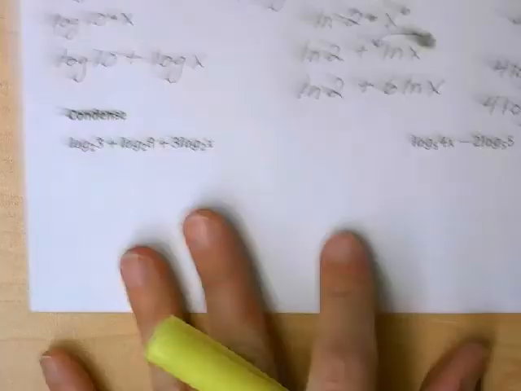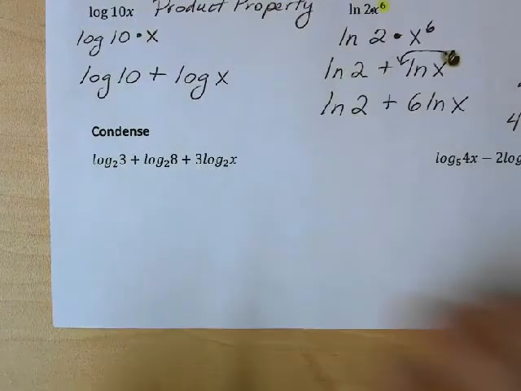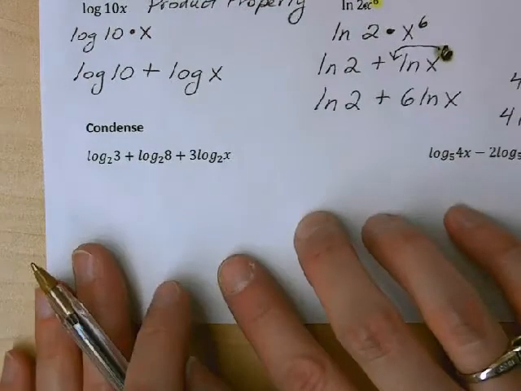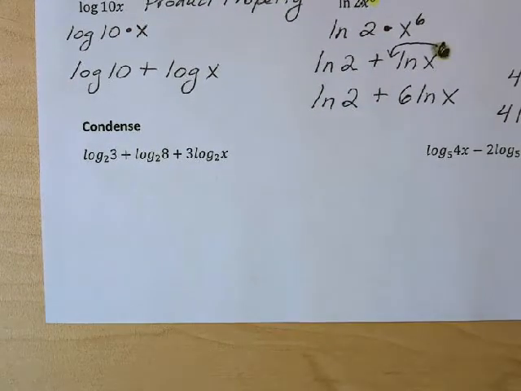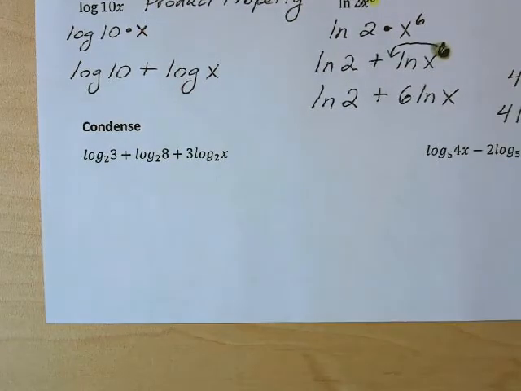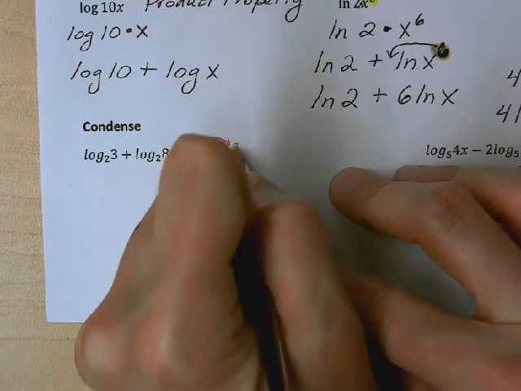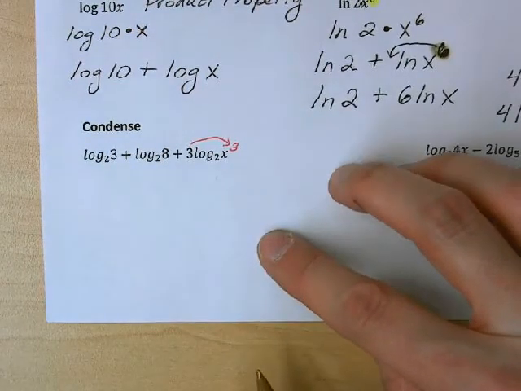Okay, now condensing. Condensing is putting it back together, going the other way. So I would say look for powers first, look for the power property first, and then the quotient and the product rules. It's usually how it works. Do you see any powers that you could move? Yeah, this 3 here, you could put it back up here, so it's x to the 3rd power up there. See? It's kind of weird, isn't it?